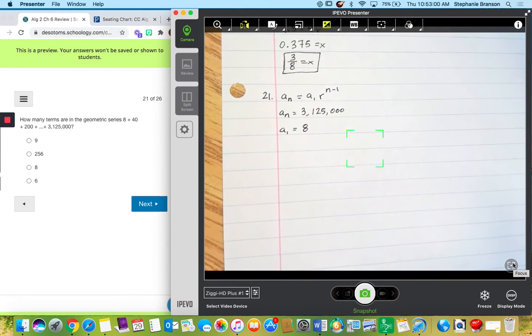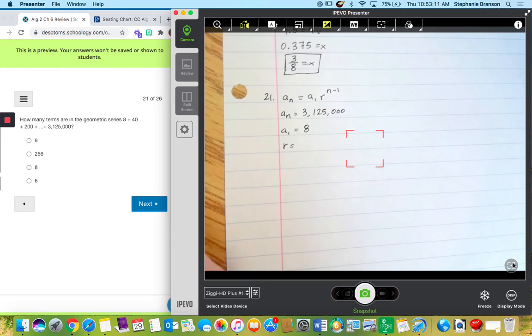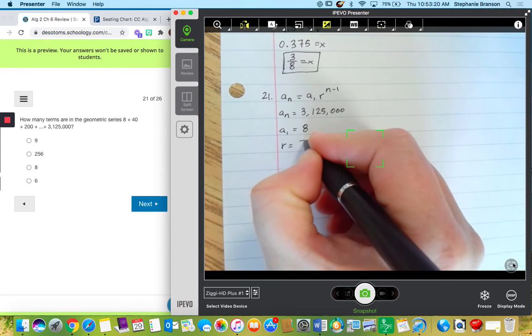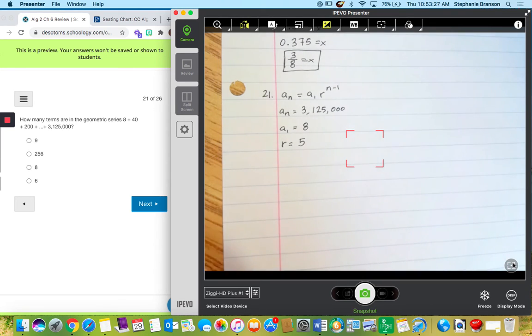How do I figure out what r equals? Any idea? Second term divided by first, right? Second term divided by first. 40 divided by 8 tells me that I've got a common ratio of 5. So I should be multiplying by 5 each time. So let's see, 8 times 5 is 40, times 5 is 200, and so on, okay?